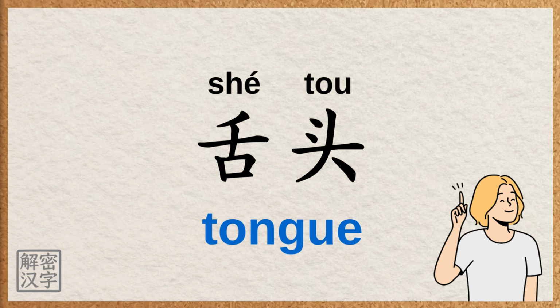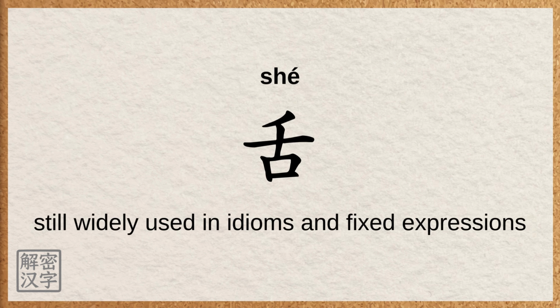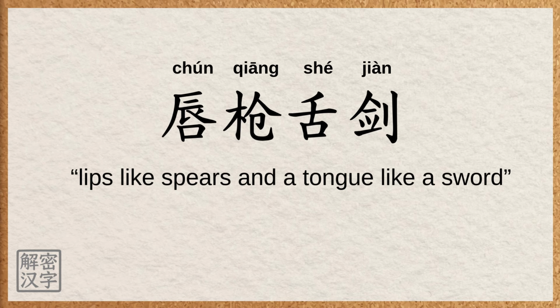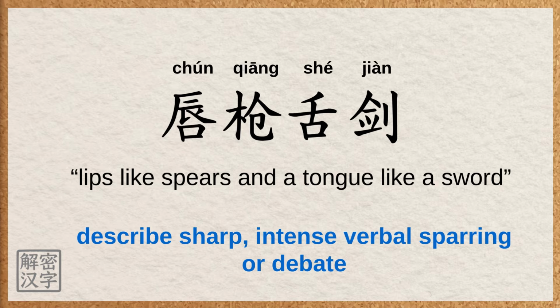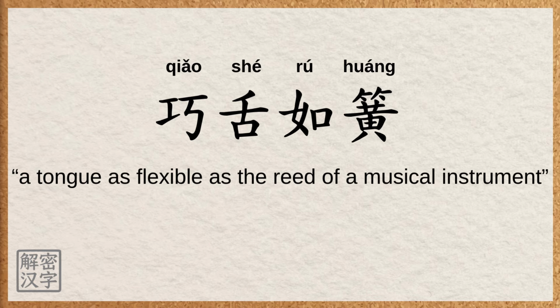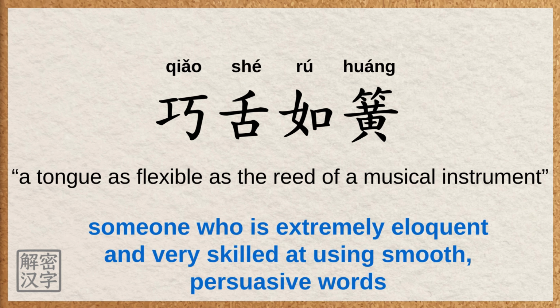Instead, we say 舌头. However, 舌 is still widely used in idioms and fixed expressions, such as 唇枪舌剑, which literally means lips like spears and a tongue like a sword, used to describe sharp, intense verbal sparring or debate. 巧舌如簧 literally means a tongue as flexible as the reed of a musical instrument. It describes someone who is extremely eloquent and very skilled at using smooth, persuasive words.